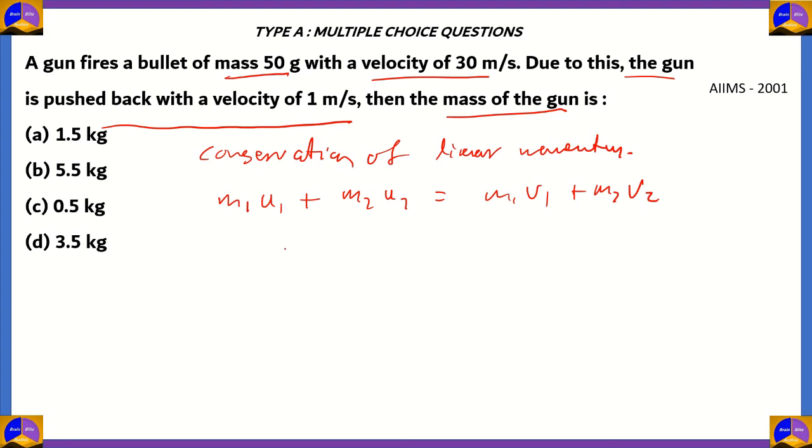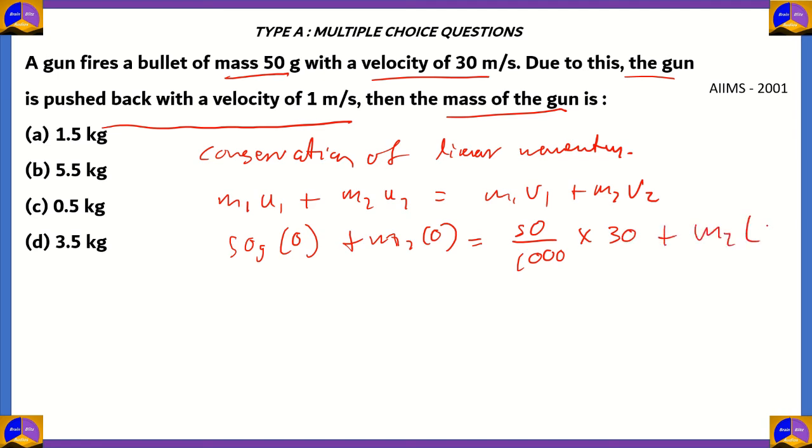So initial momentum will be 0 because both the gun and the bullet would be at rest before firing the gun. So 50 grams times 0 plus m2 times 0 will be equal to, the right hand side will be 50 grams, which can be written as 50 by 1000, times the velocity of the bullet, which is given as 30 meters per second, plus m2 times the velocity of the gun, which is given as 1.